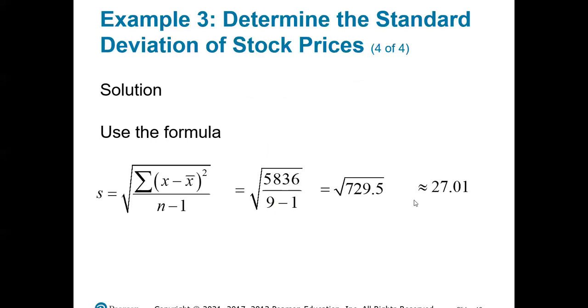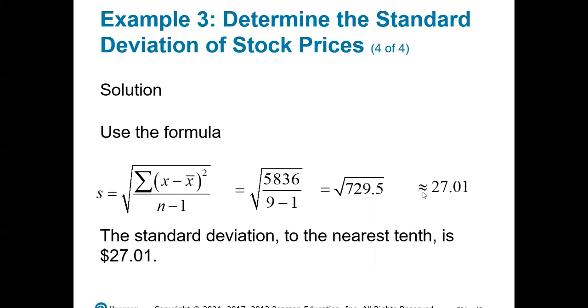And what does this mean, really? 27 means that the average distance between each piece of data obtained and the average is 27 points, $27 in this case here. So the standard deviation to the nearest tenth, of course, if you round this to the nearest tenth, would be 27.01. That's what it is, really. And then, of course, it's up to people to interpret this.